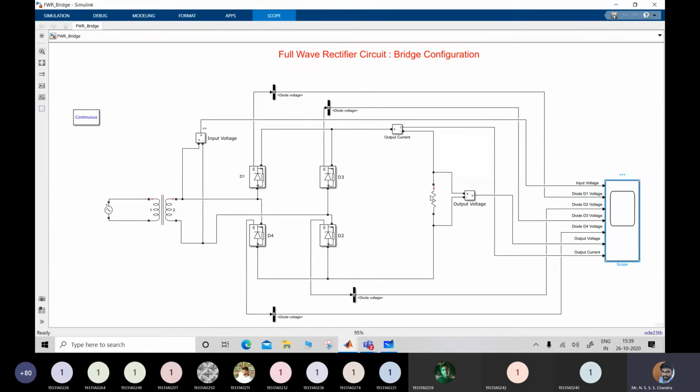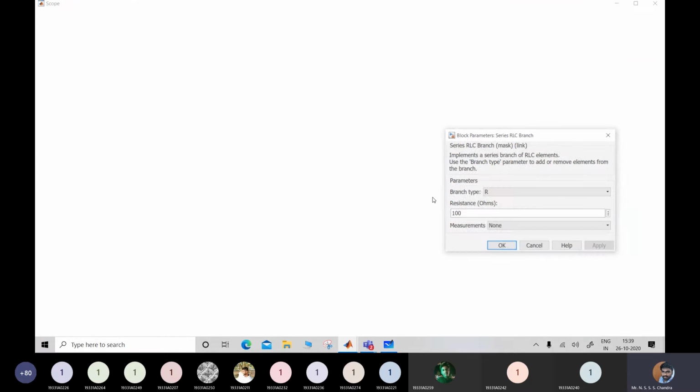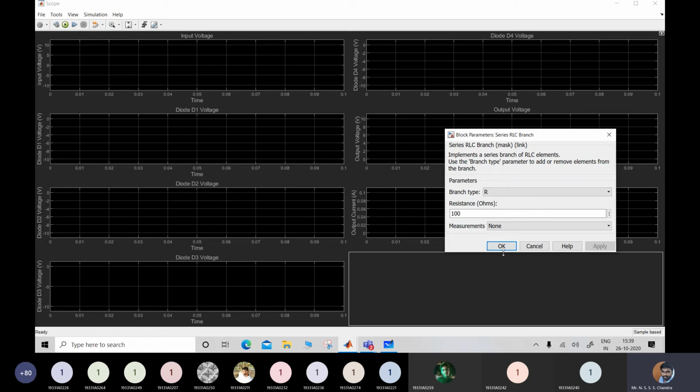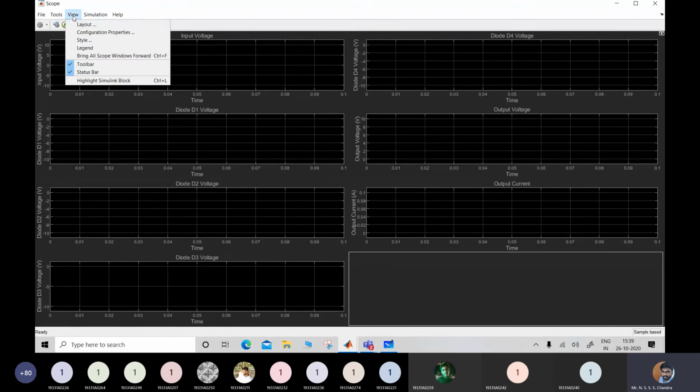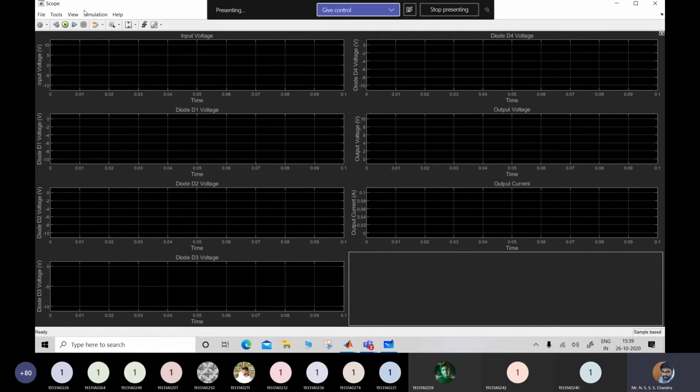Again, I'll check this resistor value. I'll be considering 100 ohms, instead of 1 ohm. So this is the layout I've taken. The layout can be changed from here, and you can check the layout options. So this layout I've used. Okay, now I'm going to run this simulation circuit.